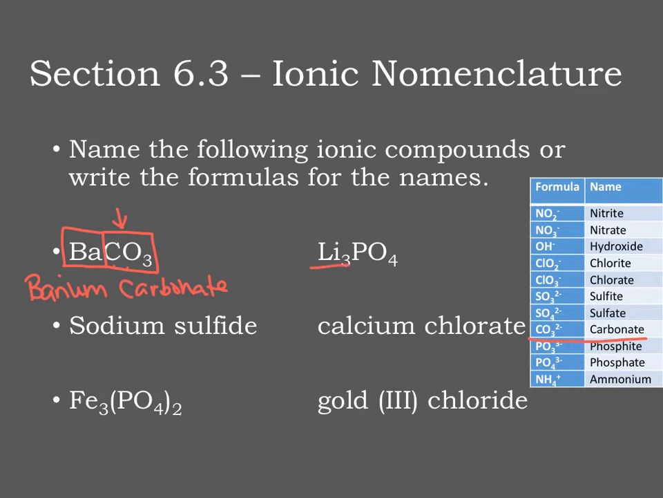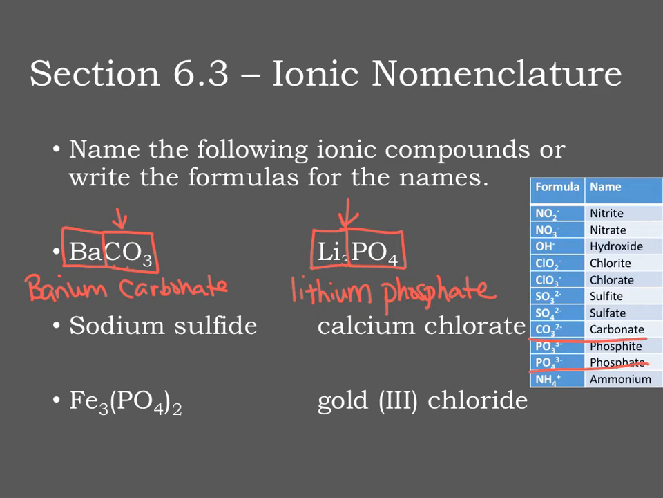Next I've got lithium. PO4 from the polyatomic table is phosphate. Notice I don't do anything with number of ions. So there's 3 lithiums, but that's not part of the name. The reason for that is if you're given the name, you can always figure out the formula because we know charges. So the name kind of tells you only as much as you need to know.